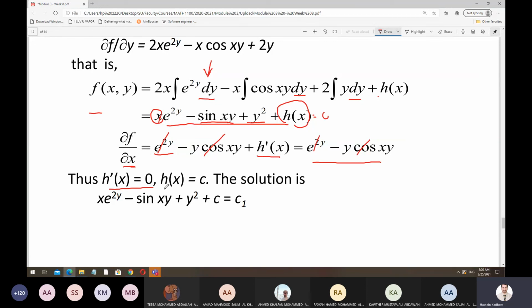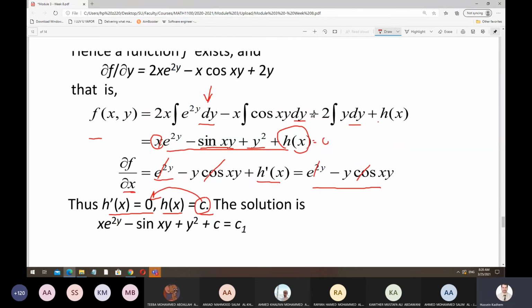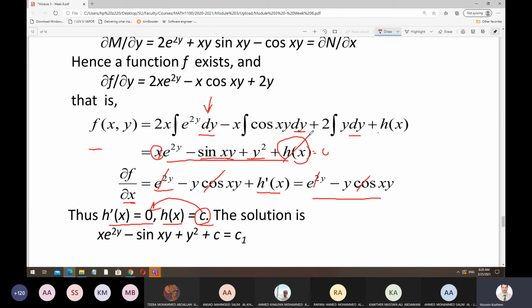When I integrate to find h, it will be a constant, because when we differentiate a constant it will be 0, as you can see here. Now I take this c and substitute. Where is the equation here? You see that all this part will become c, let me say c1. I will call this c1, this c. So this is the solution.